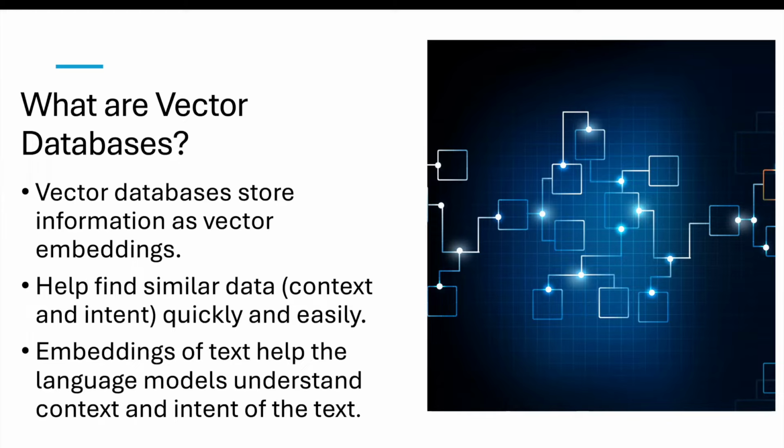Now, embeddings of text help the large language models understand context and intent of the text, right? So a vector database is, in short, if you have to quickly understand, they will store your embeddings and they will help you do a lot of similarity searches. You give it a query, it will figure out if you have relevant text ingested already, it will give you that text back, it will give you the embedding, and then using the embedding you can get the text back. So this is what the vector database does, at a very broad level.